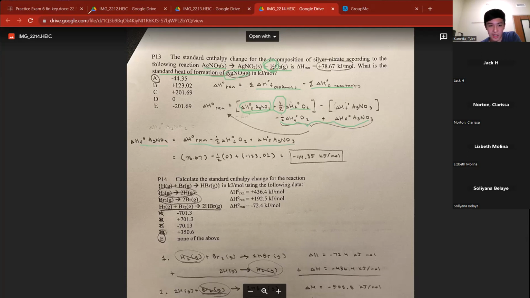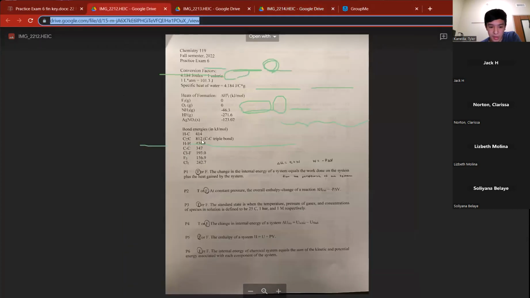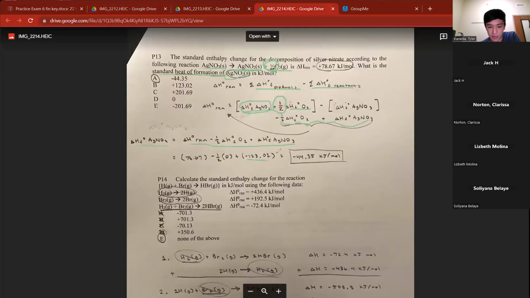And again, it gives it to you on the front page right here. Let's see, right here, heats of formation, and it just gives it to you. So there's O2, which is 0, AgNO3, which is negative 123.02. And so we go back over here, and you can see where those numbers came from. So this would be for this right here. And then the enthalpy of formation of oxygen is just 0, so that's why it's just 1/2 times 0. Then I got the enthalpy of the reaction, which is just given up here.